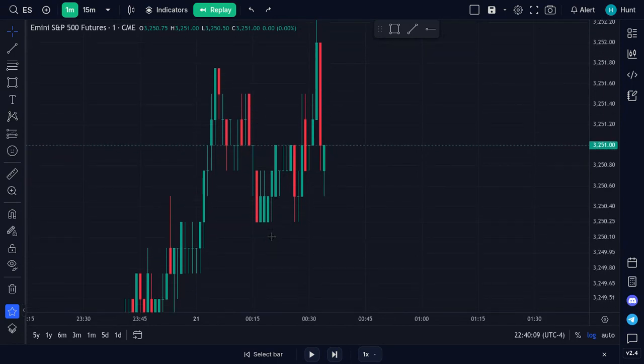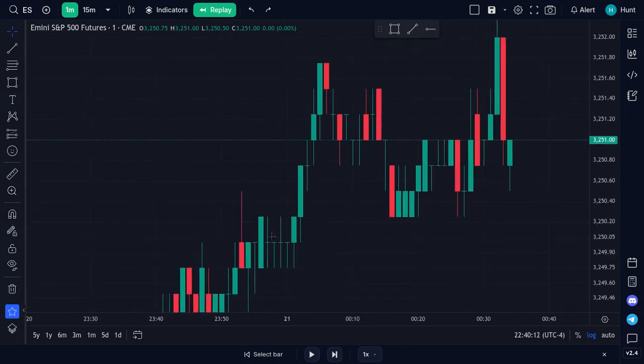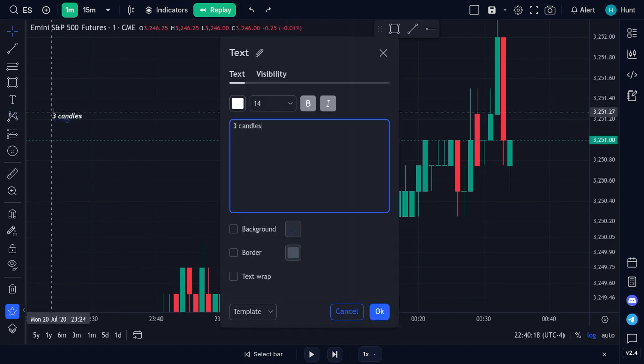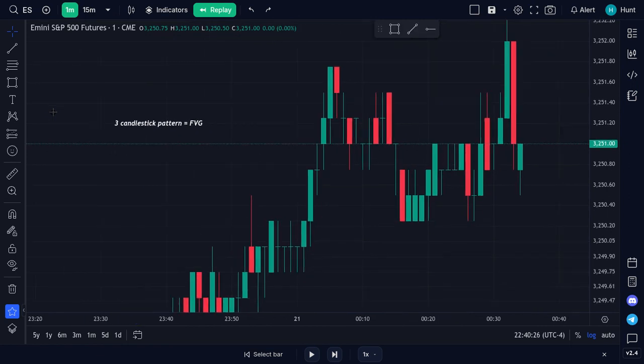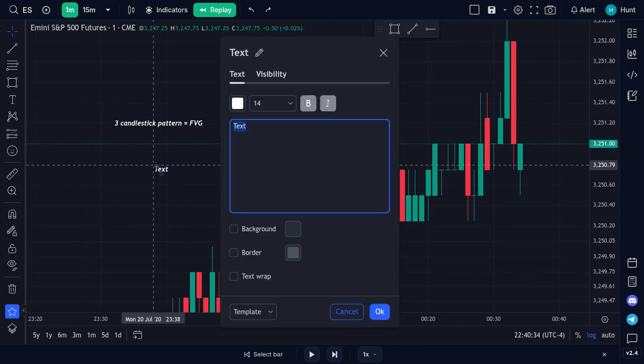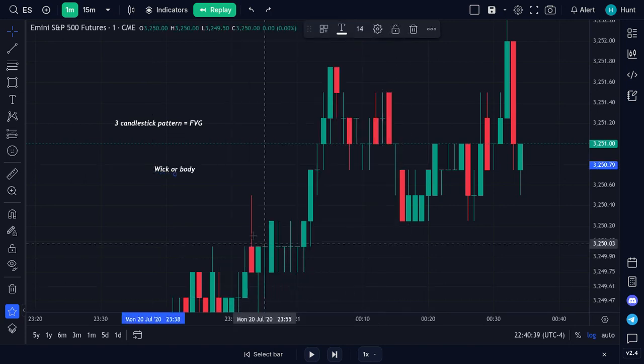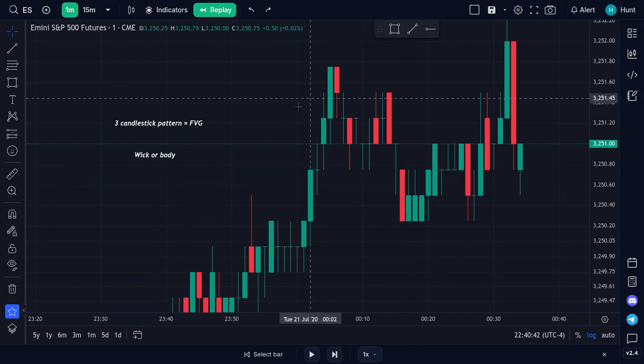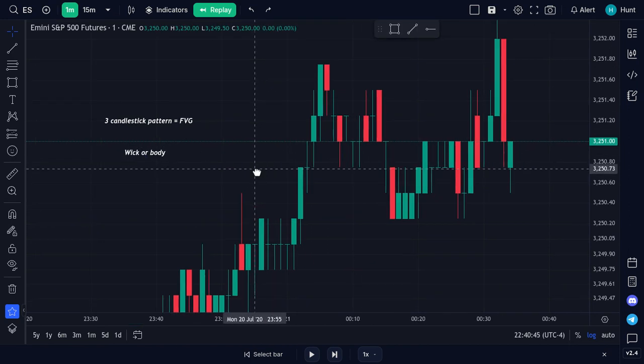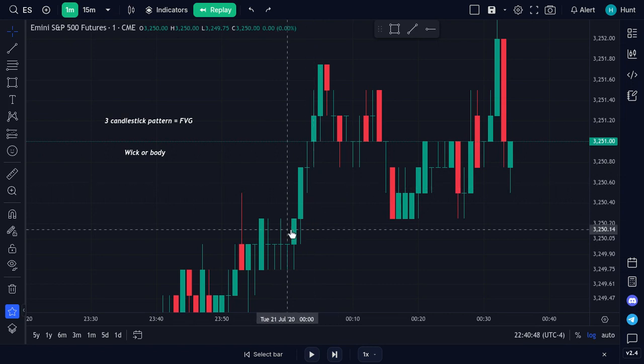There's actually a perfect example right here. Remember, it's a 3 candlestick pattern. So we'll write this down just so you see: a 3 candlestick pattern potentially creates a fair value gap. It's the gap between the wicks, or, something also to note, it doesn't always have to be a wick. It could be a wick or the body of the candle. Remember, not all candlesticks are the same, so it is going to be different. Not every fair value gap is going to look the same, just like not every candlestick looks the same.